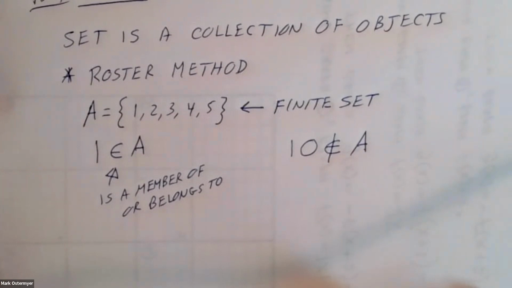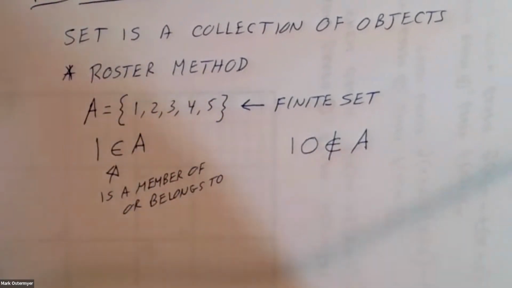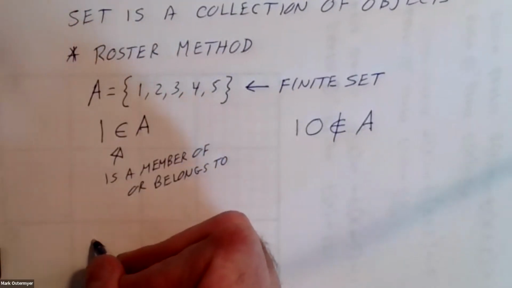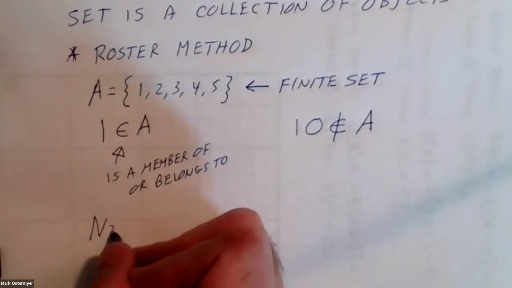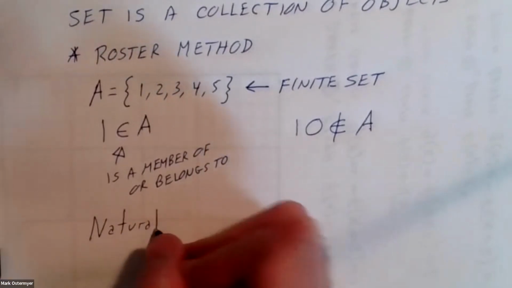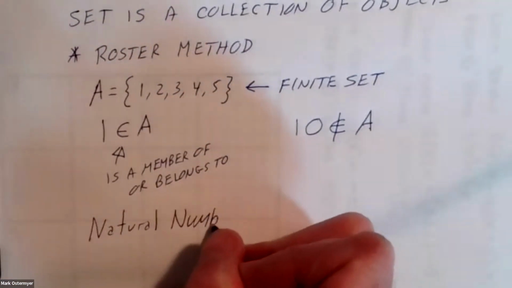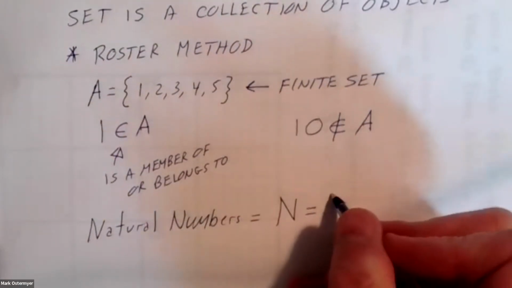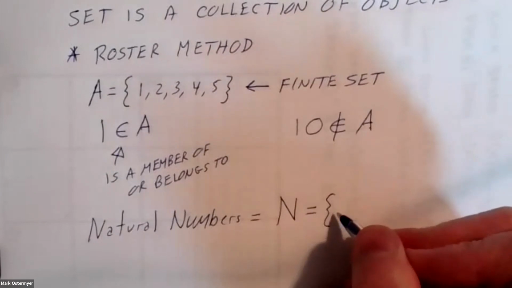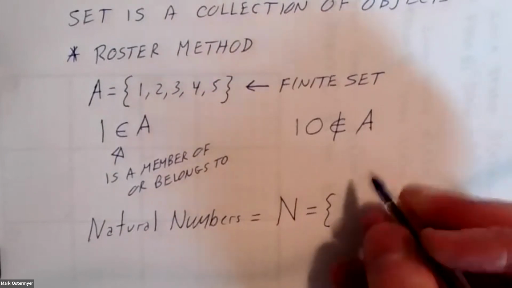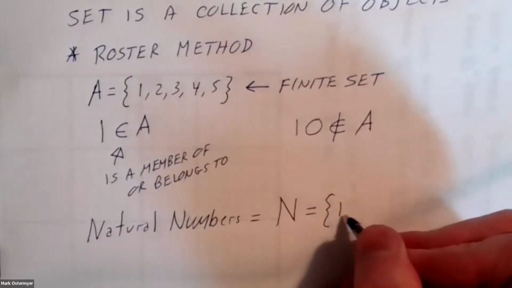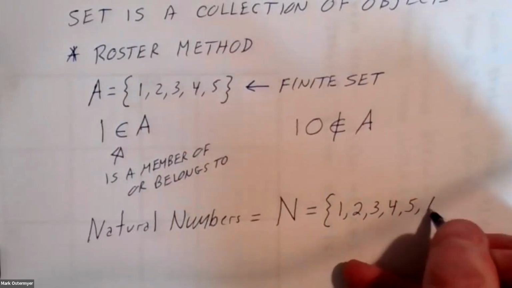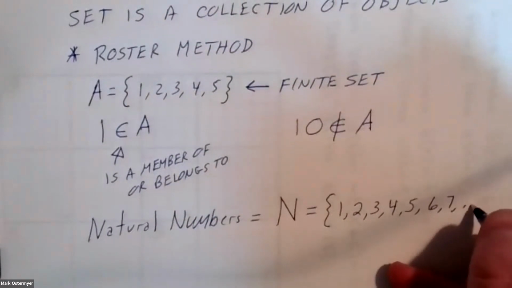That's one way to represent a set, roster method. Here are a couple more sets using roster method. The set of natural numbers is usually denoted by an uppercase N. And the set of natural or counting numbers, ladies and gentlemen, are the first numbers we run into in our lives. It would be the set consisting of 1, 2, 3, 4, 5, 6, 7, on and on this goes.